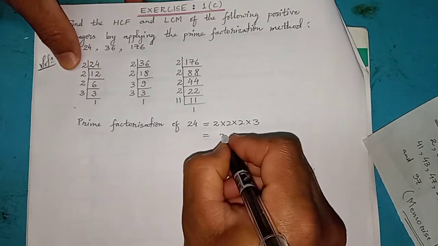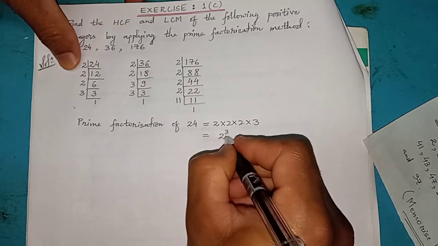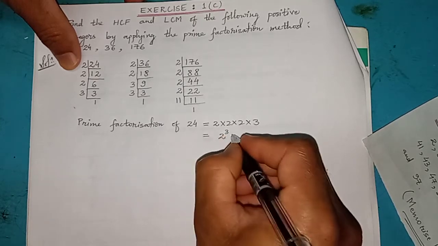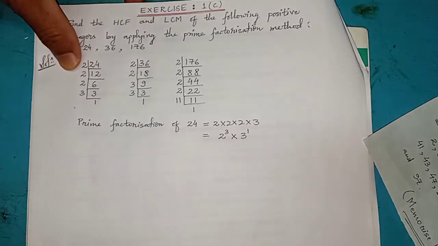So here the prime factors are 2 and 3. We write 2 once, but 2 is coming 3 times, so we write power 3, 2 cube. That is 2, 2, 2, 2 cube. And 3 is a prime factor, and since it's coming only one time, power 1. So we've written the prime factorization of 24.